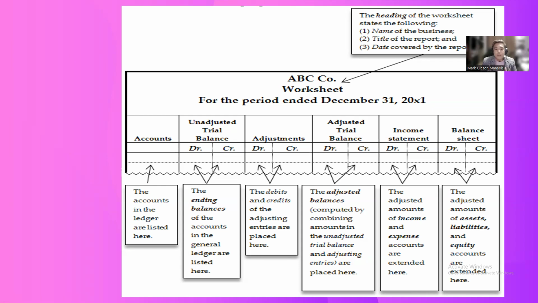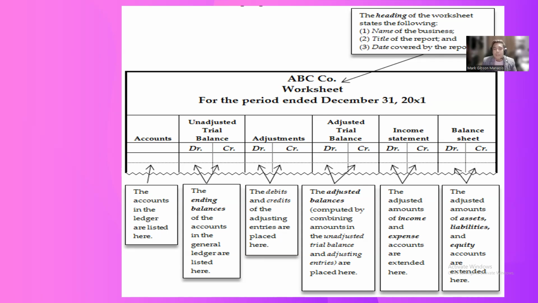The following columns are the unadjusted trial balance. These are the balances at the beginning. The ending balances of the accounts in the general ledger are listed here. And then we have the columns for adjustments. You have your debit and credit here. The debits and credits of the adjusting entries are placed here. Later on, we'll cover some of the adjusting entries that we prepare.